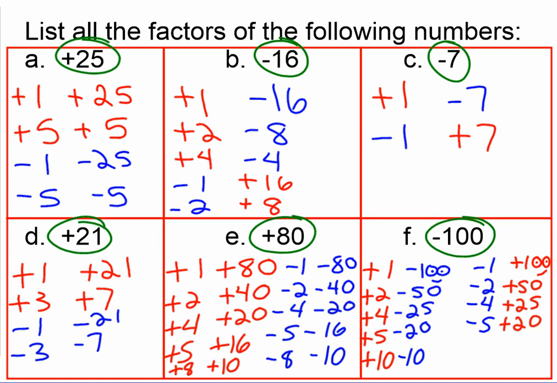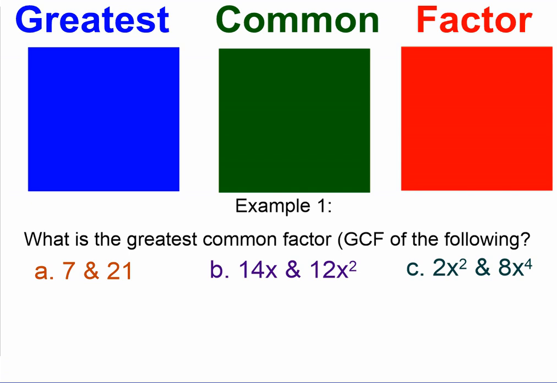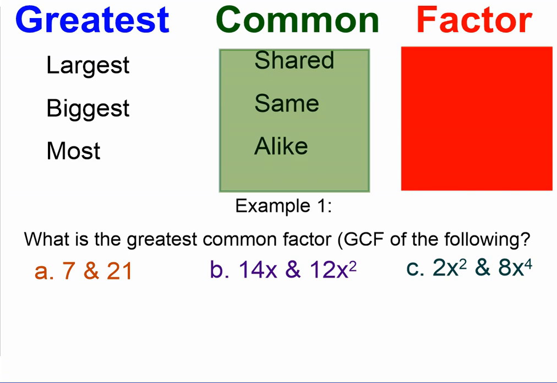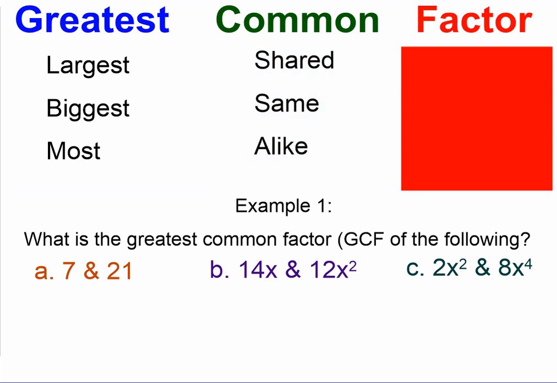Here we go. Now, when we're talking about greatest common factor, you hear the word greatest, and what comes to mind? Well, hopefully you're thinking things like largest, biggest, most. When you hear the word common, well, when I say I have something in common with someone, it usually means it's shared. It's something that's the same about us. It's something that's alike.